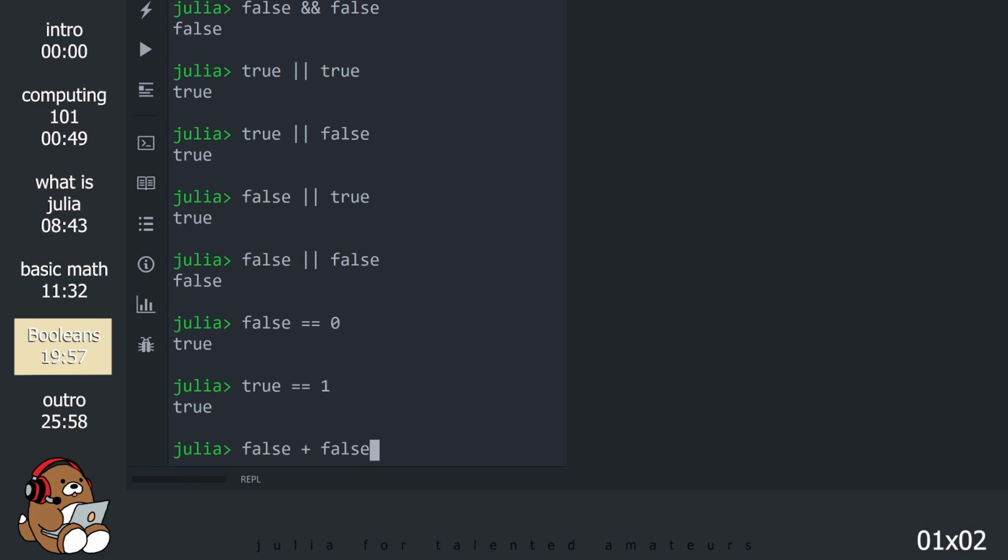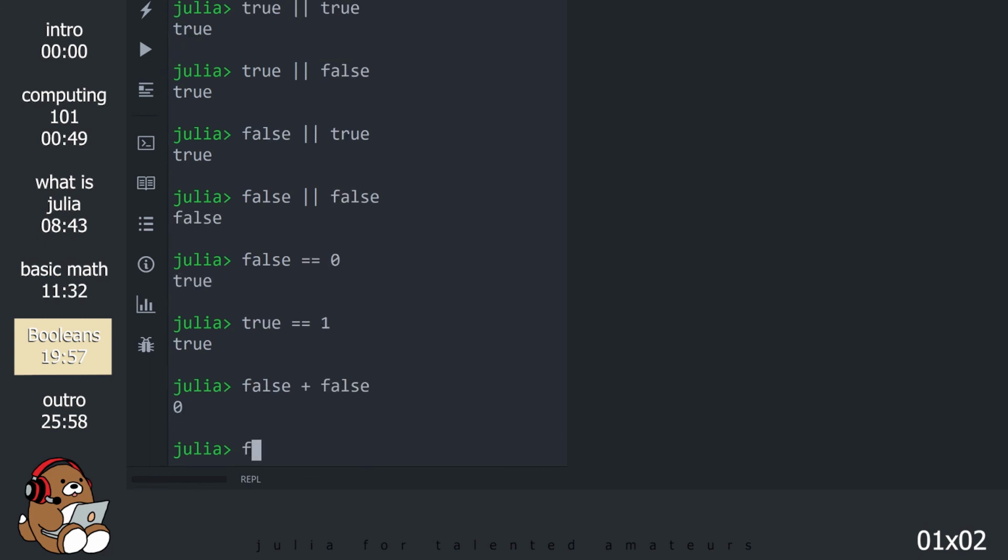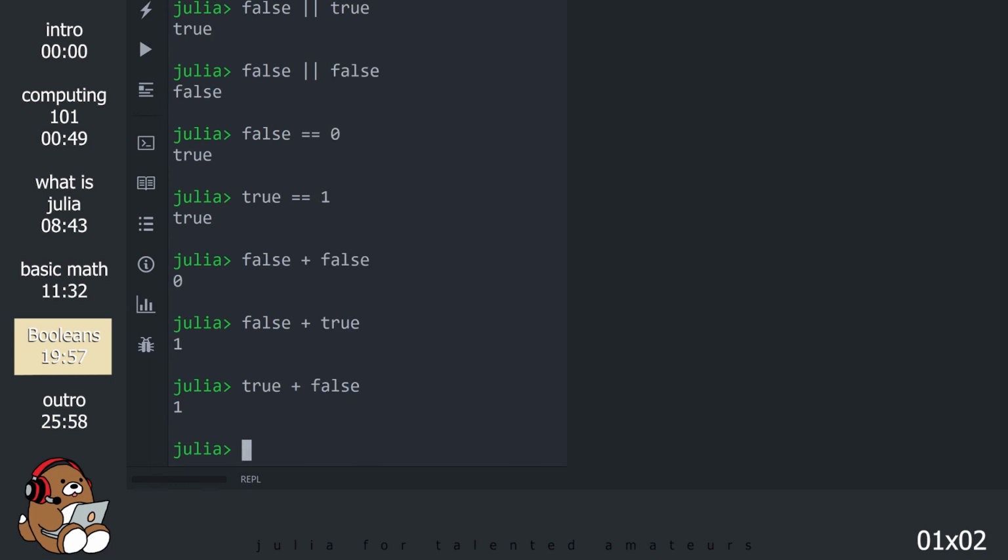False plus false is the same as 0 plus 0. So you should get 0, which you do. So false plus true is the same as 0 plus 1. And of course you get 1. True plus false is the same as 1 plus 0. Of course you get 1. True plus true is the same as 1 plus 1. So of course you get 2.